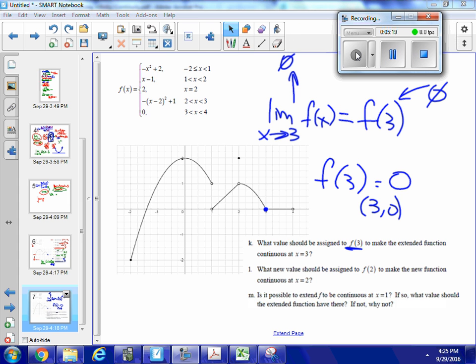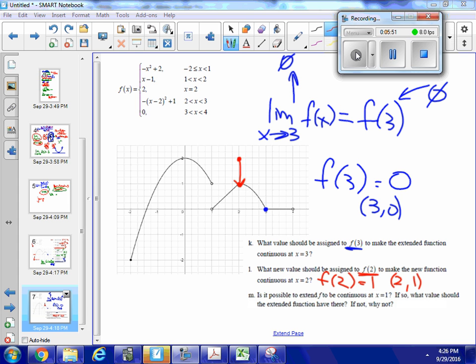How about a value at f of 2 to make the new function continuous? Well, sure, I could do that. I could take this point right here and kind of move it to there. I'm fixing that. So what new value should it be? I would have f of 2 should equal 1. I should have the point 2, comma 1. And then the graph would be continuous at x equals 2.